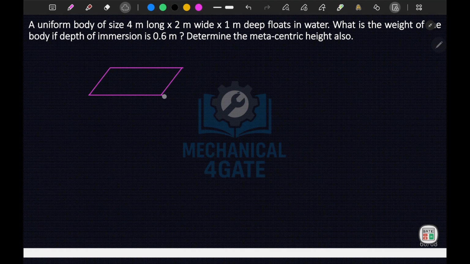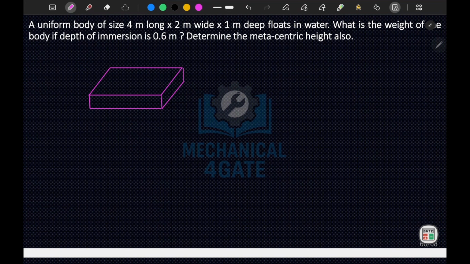Let's say that this length is 4 meter and width is 2 meter, and given a depth of 1 meter, so depth is 1 meter. The box, the uniform body, is something like this. Now it floats in the water. What is the weight of the body if the depth of immersion is 0.6 meter?